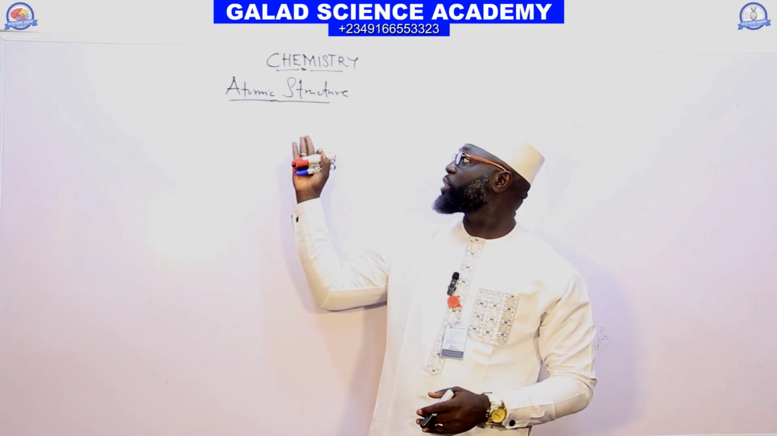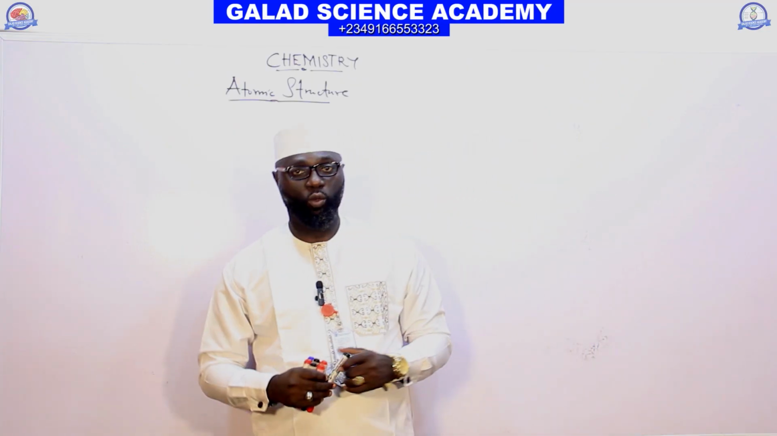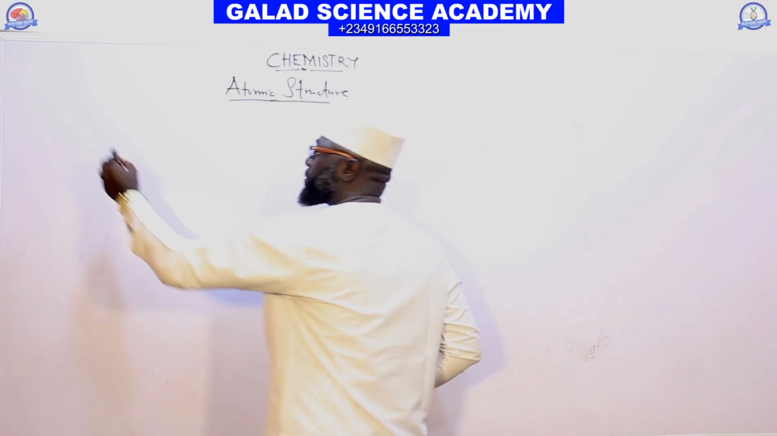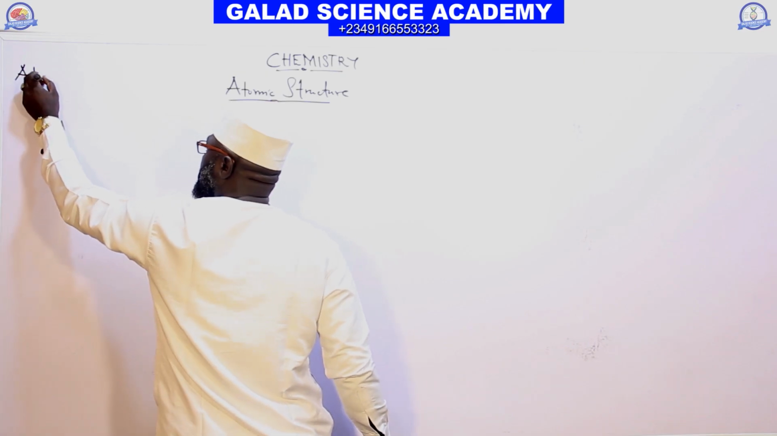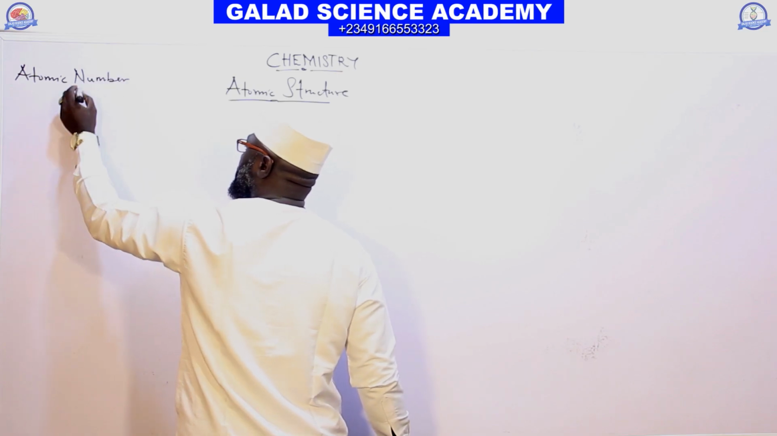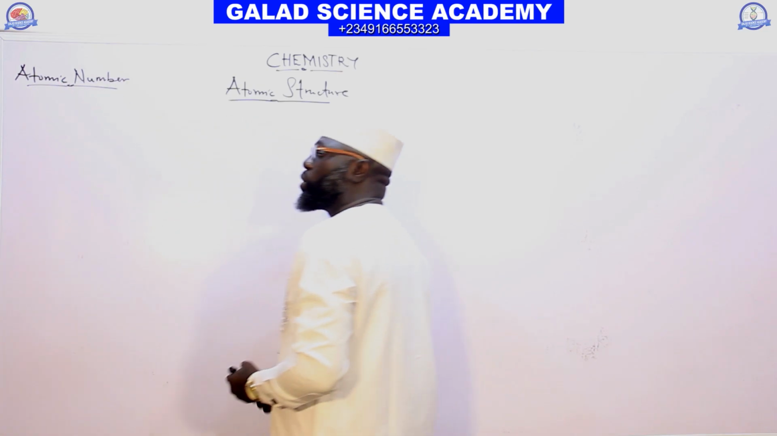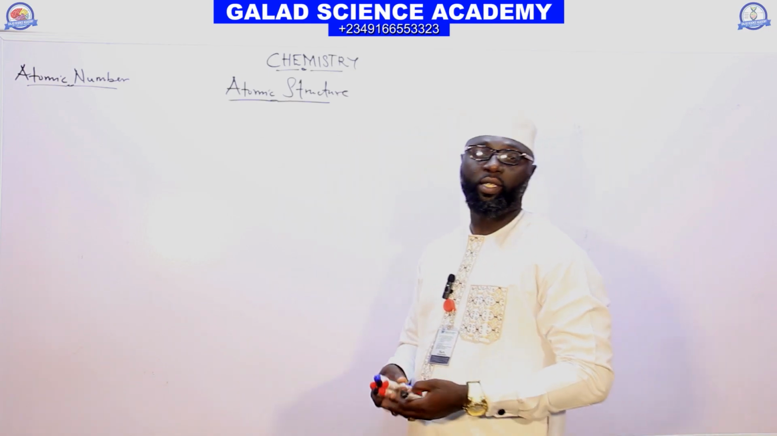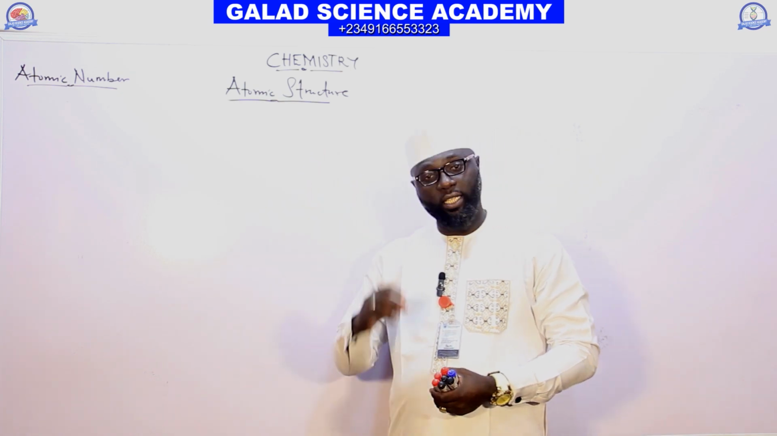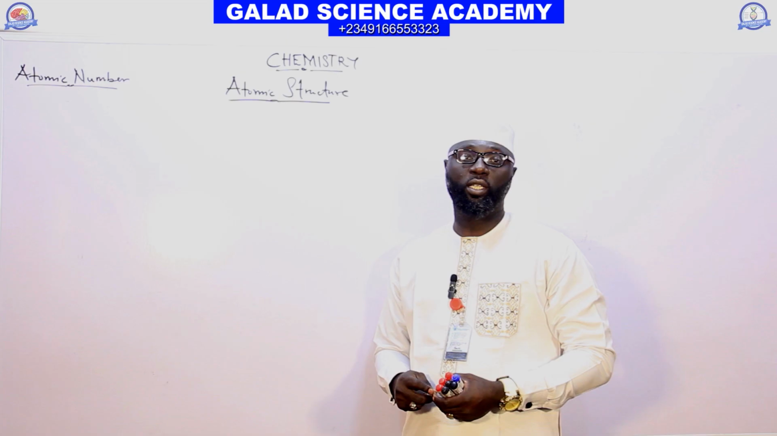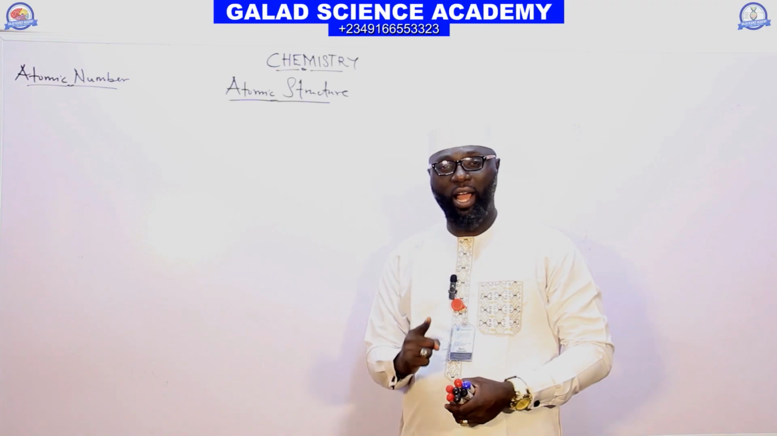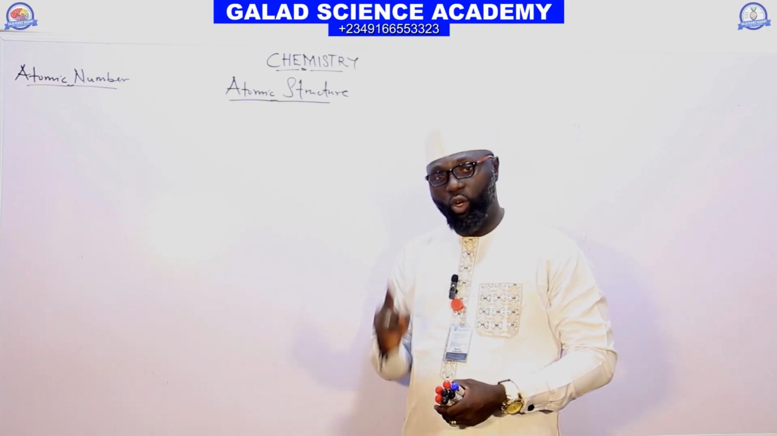The next aspect of atomic structure we need to treat now is atomic number. So, what is atomic number? Like I said from the beginning of this chapter, the atomic number was discovered by Moseley. So, the atomic number is the number of protons in the nucleus of an atom.